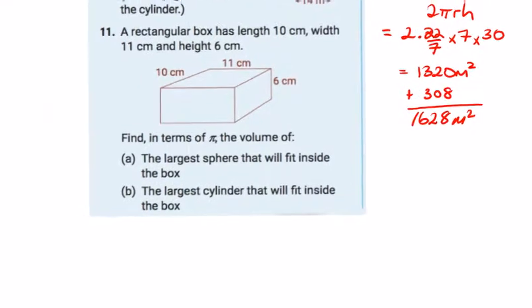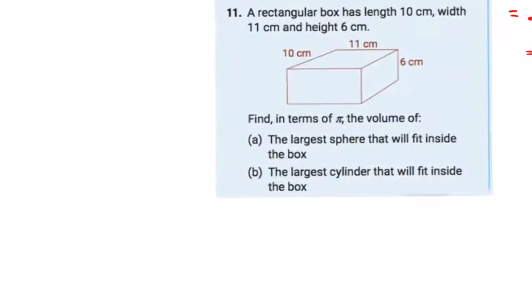I'll do question 11, we'll do that with the rectangle as well. I'm trying to keep these videos about 5 minutes long so people will actually get to the end of them. A rectangular box has length 10, width 11, height 6. Let's just get the volume of this box straight away. 10 by 11 by 6. 110 sixes, or 660, and that would be in cm cubed. Find in terms of pi the volume of the largest sphere that will fit inside the box.